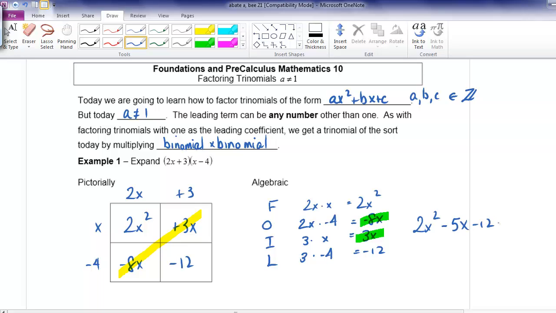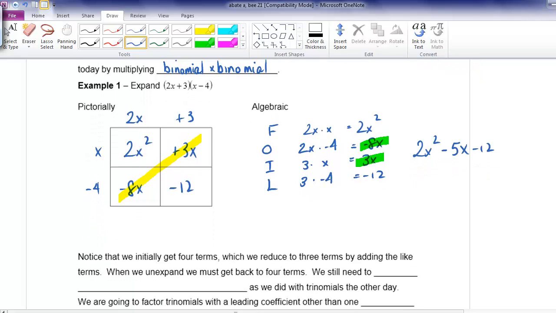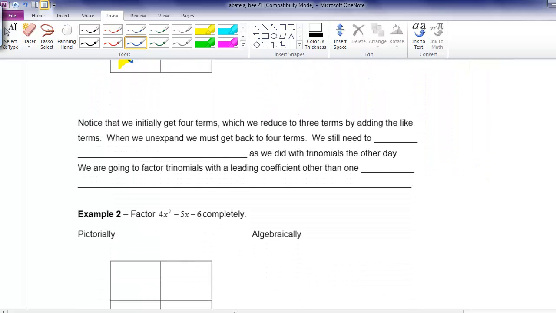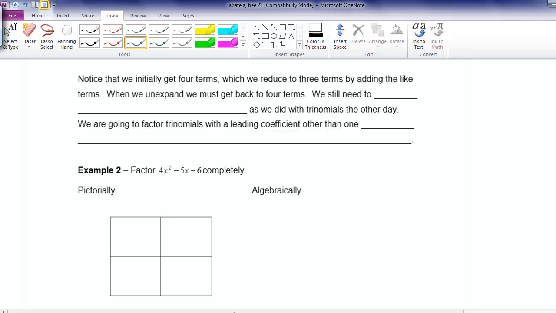And then we're going to collect our like terms, and our final answer is going to be 2x squared minus 5x minus 12. So again, when you multiply a binomial times a binomial, you get 4 terms initially, and being a good student, you collect like terms, and you get a trinomial in this case. That turns out to be, again, the problem, just like last day. So notice that we initially get 4 terms, which we reduce to 3 terms by adding the like terms. When we unexpand, we have to get back to 4 terms. We still need to break apart the middle term.